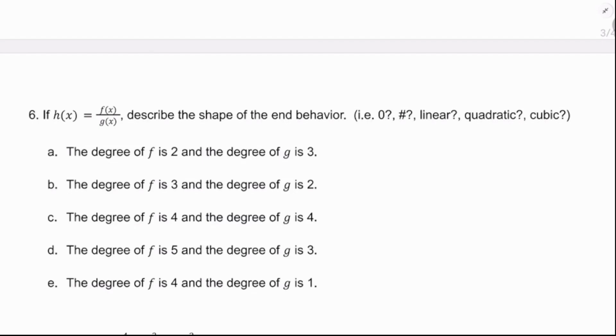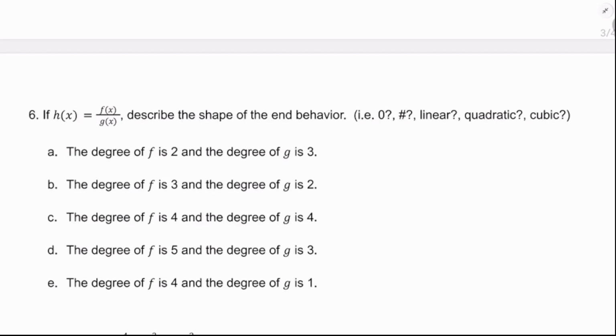All right, now this one says, if we've got f of x over g of x, describe the shape of the end behavior. Basically, does it have a horizontal asymptote of y equals 0? Does it have a horizontal asymptote of y equals some non-zero constant? Does it have a slanted asymptote? Does it have a parabola-shaped asymptote? Or does it have a cubic-shaped asymptote? I don't know if we looked at any of those, but it would happen if we were bigger on top by 3.